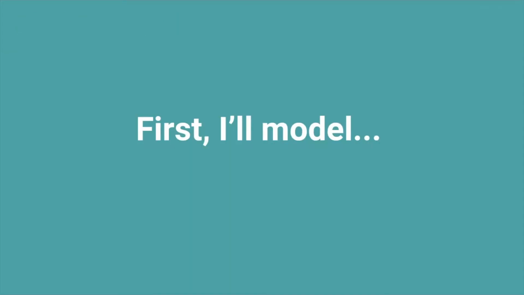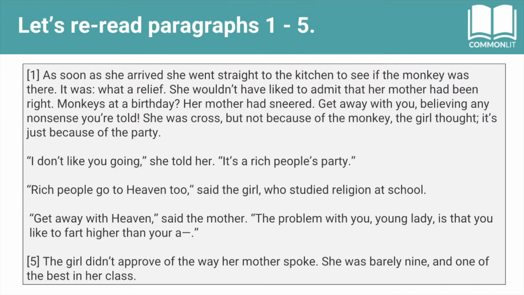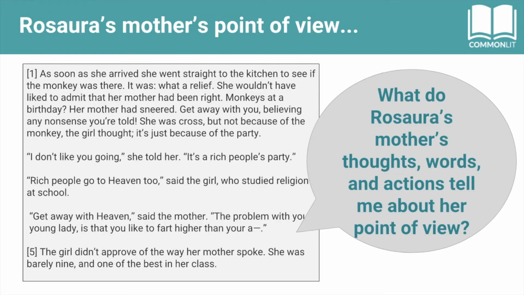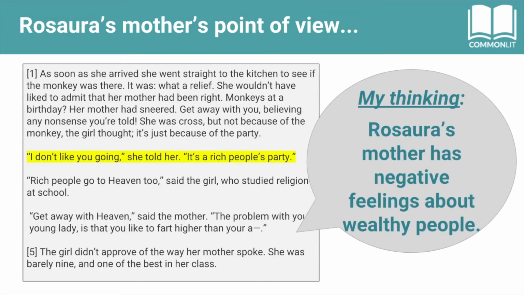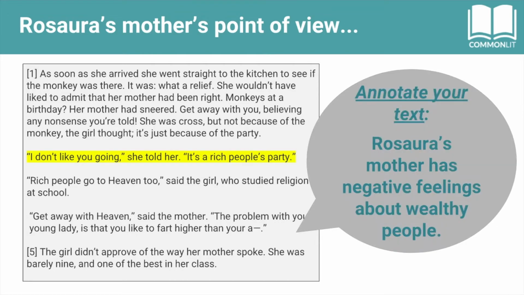First, I'd model by having us reread the beginning of the text. I'd do a think aloud by asking myself the first guiding question, focusing on one character's point of view. I'd identify evidence and then share my thinking about how this evidence reveals the character's point of view. This next slide would allow me to pause for a moment and ensure that students had annotated their text with the thinking I'd modeled so far.